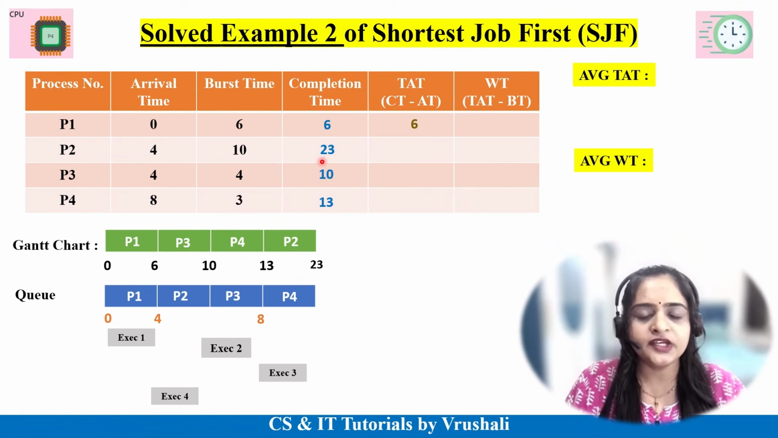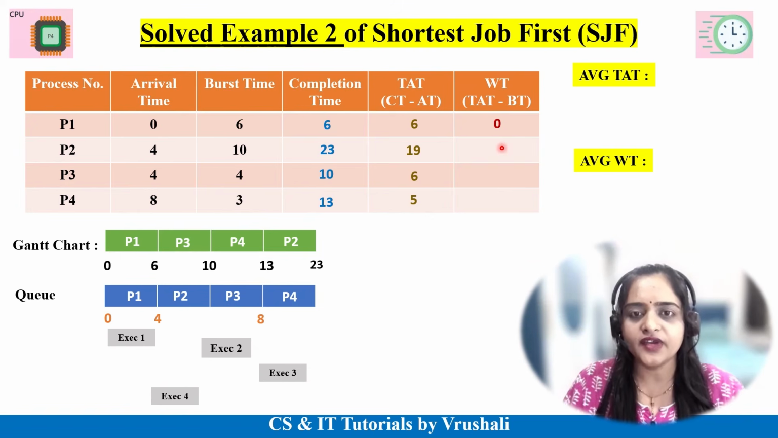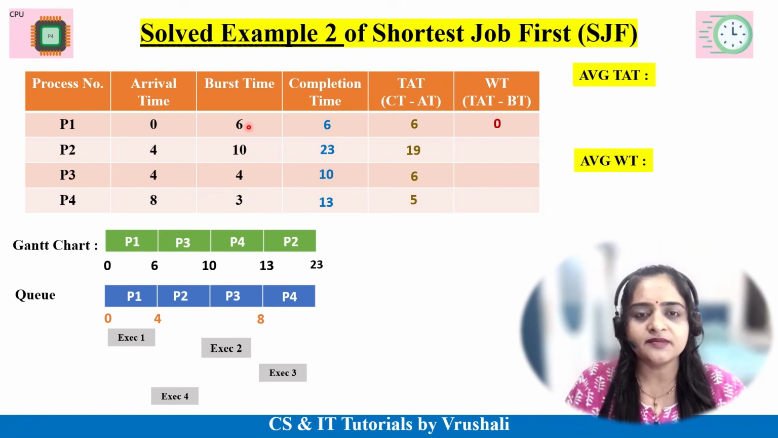Next is the P2 process turnaround time: 23 minus 4, that is 19. Next P3 process turnaround time: completion time 10, arrival time 4. So 10 minus 4 equals 6. Then the P4 process: 13 minus 8 equals 5. So these are the turnaround times. Again, find out the waiting time. The formula is turnaround time minus burst time. So the turnaround time is 6 and the burst time is 6. 6 minus 6, 0. Clear?